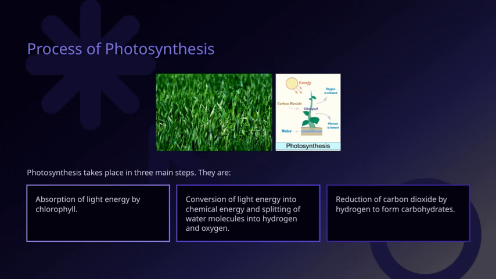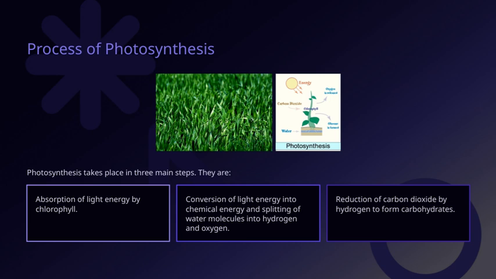Let's talk about the process of photosynthesis. First, it involves the reduction of carbon dioxide by hydrogen to form carbohydrates, which are essentially the plant's food. This is a key part of how plants convert light energy into a form they can store and use. Next, during photosynthesis, light energy is converted into chemical energy. This process also involves splitting water molecules into hydrogen and oxygen, a vital step that provides the electrons and protons needed for the chemical reactions and releases oxygen into the atmosphere.